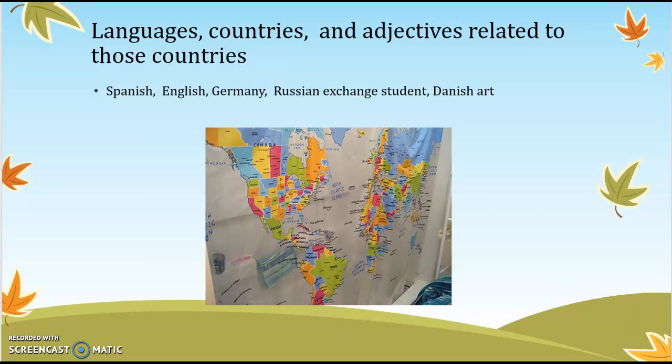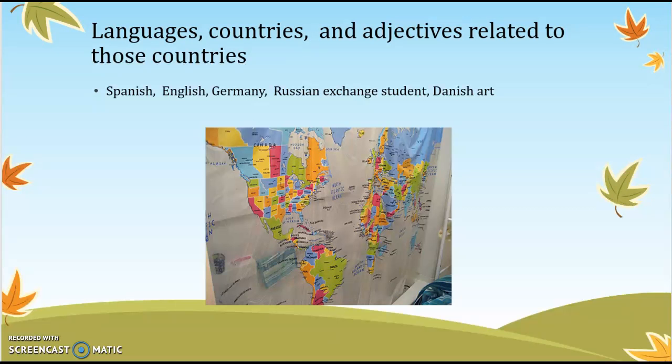Languages, countries, and adjectives related to those countries. So we have Spanish and English here. Those are all languages. We have Germany, which would be a country, and Russian exchange student and Danish art. Those are all adjectives related to those countries. So these items would be capitalized.